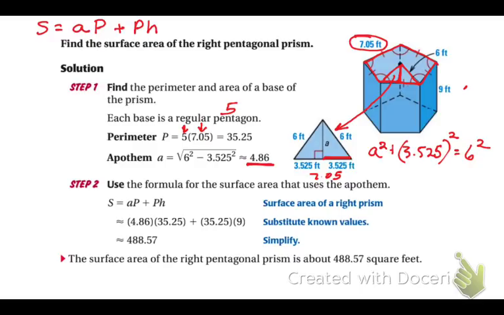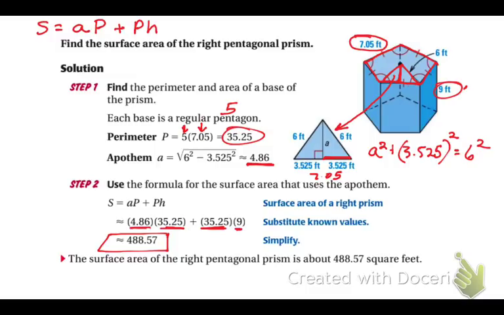So now we're going to use the formula for the surface area that uses the apothem. And that was just, I wrote up here, surface area is the apothem times the perimeter plus the perimeter times the height. And here's the apothem. Here's the perimeter, which we calculated up here. Okay, then there's the perimeter again. And then the height was given as 9. So we do all that math and we simplify, okay, and this is our answer. So the surface area of the right pentagonal prism is about 488.57 square feet.